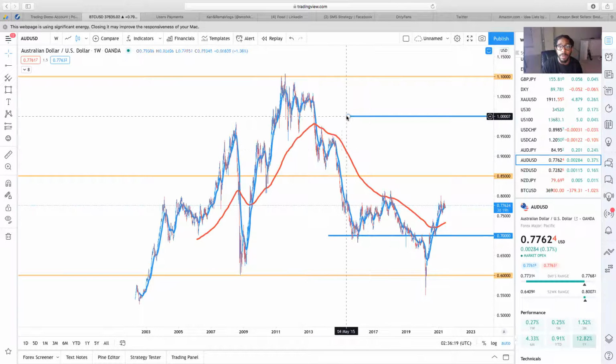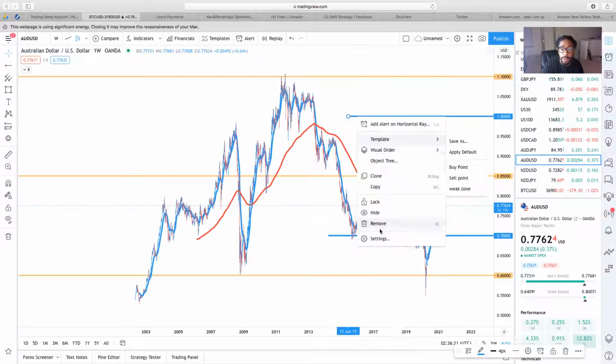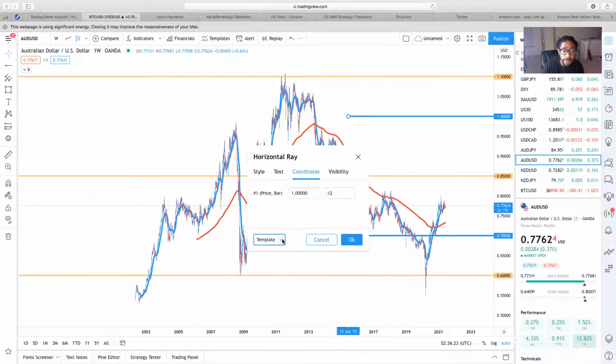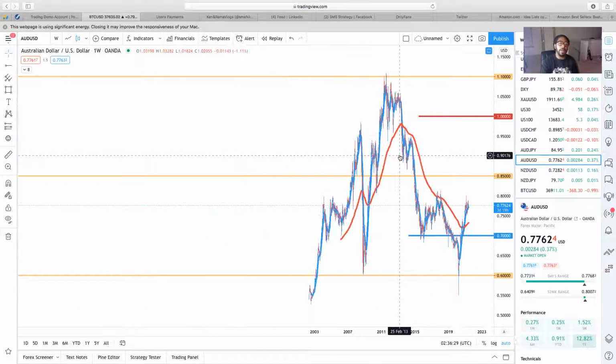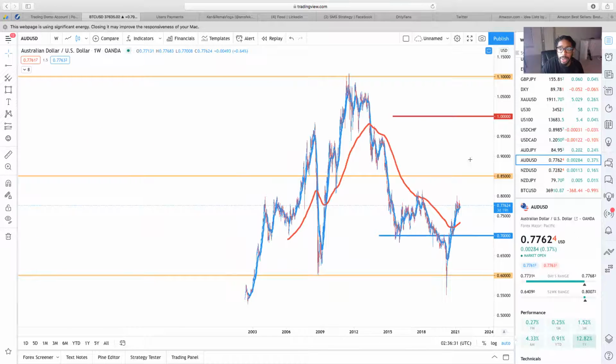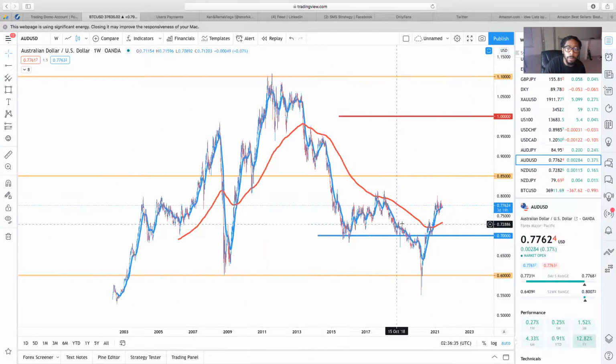All right, so now we can put that right here, and then we can go to settings, and you can say, hey, this is a sell point, right? So we can turn it red, okay? And so now we have our weekly key levels, right?